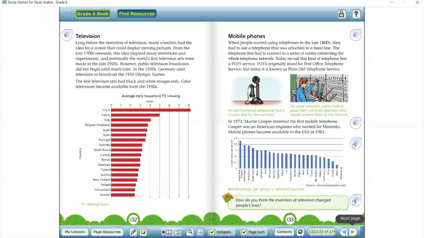And they're even asking you a question at the bottom. How do you think the invention of television changed people's lives? Very simple question. How did it change? We can even now watch the news on television. We get updates and everything. It's so much more simple these days with technology. That was it. Grade 6.